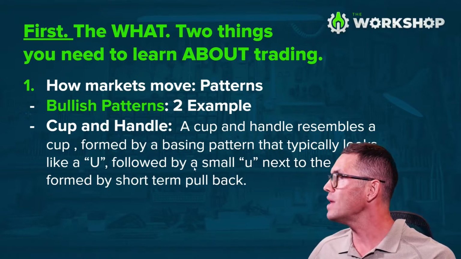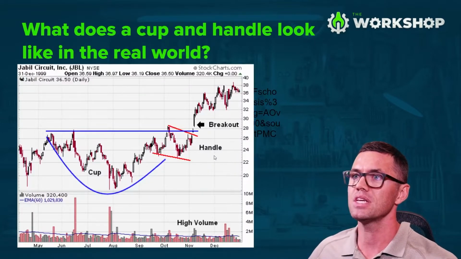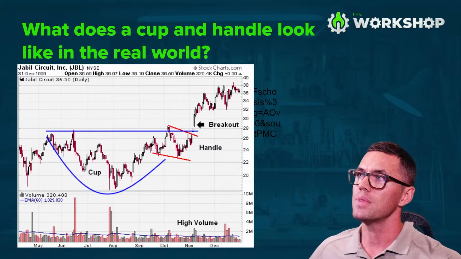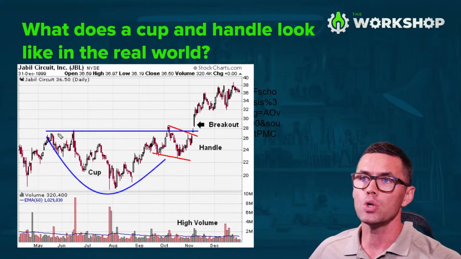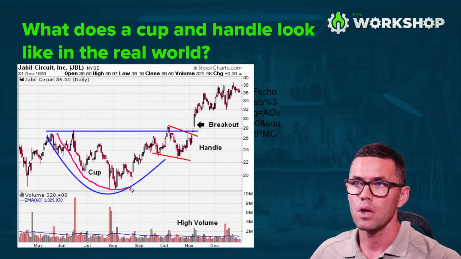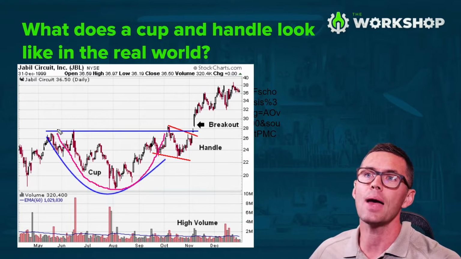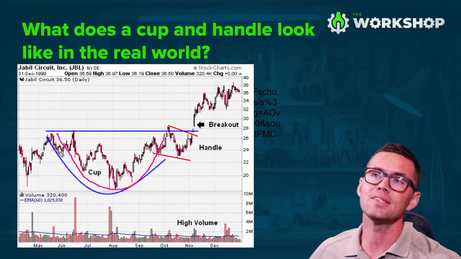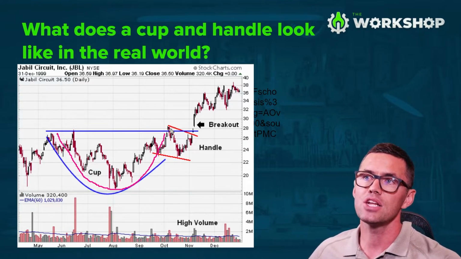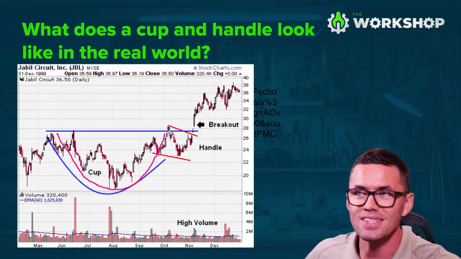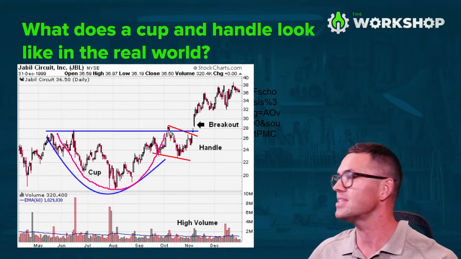So what does this look like? Well, here's this cup. This pattern goes down and then up. And notice, we talked about this last time. It hits once, hits twice, hits a third time. What's this? Resistance, my friends. That is a resistance level.